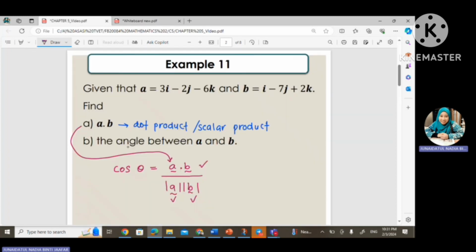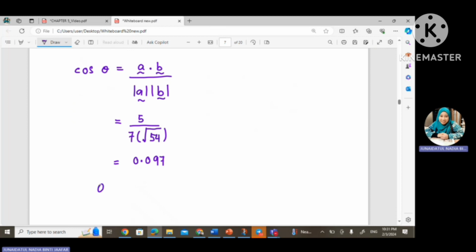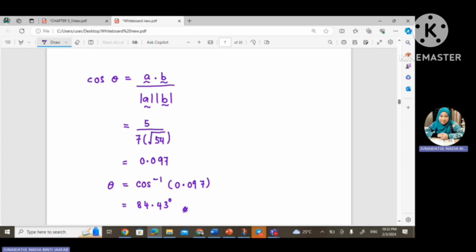The question asks us to find the angle between A and B. That means we must find the angle, which is theta. But here we have cos theta. So to find theta only, we can use the inverse of cos 0.097. So inverse cos of 0.097 is equal to 84.43 degrees, because this is an angle, so the unit is degrees. So this is the angle between vector A and vector B.